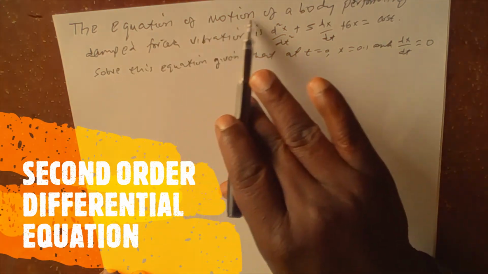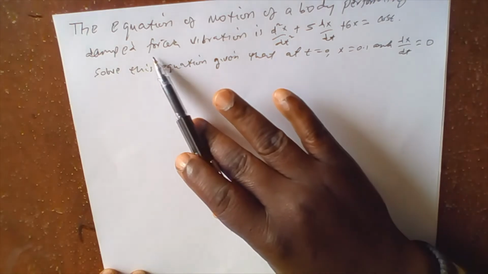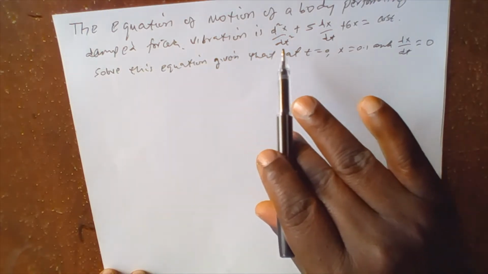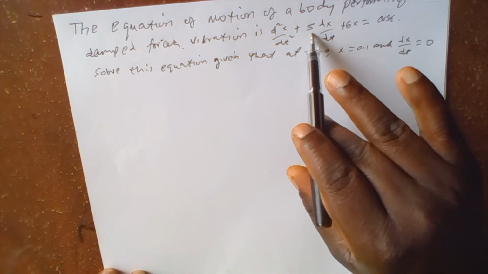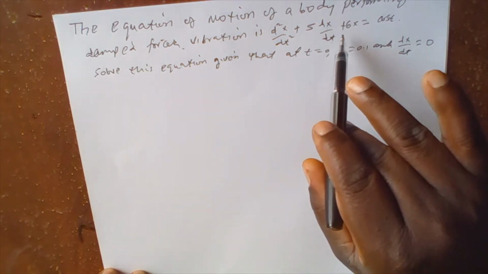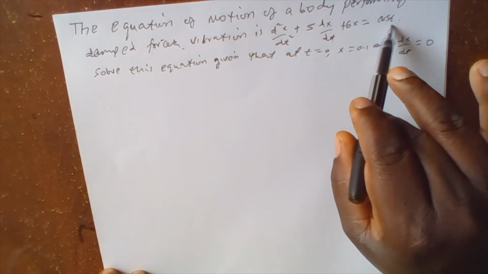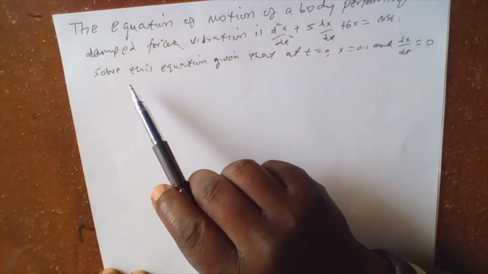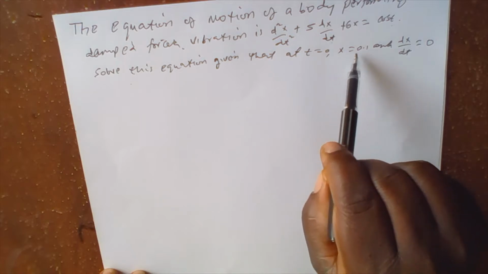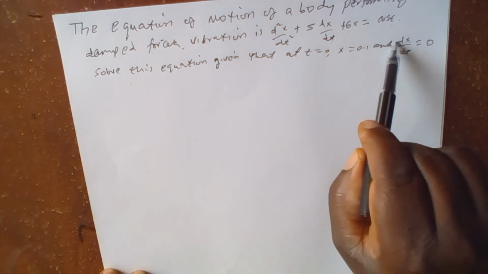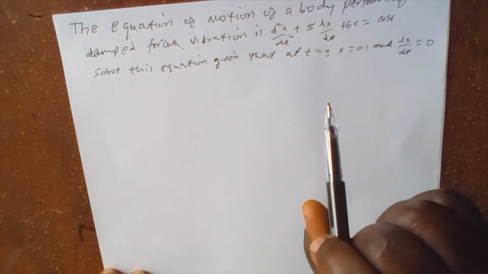The equation of motion of a body performing damped forced vibration is d²x/dt² + 5 dx/dt + 6x = cos t. Solve this equation given that at t = 0, x = 0.1 and dx/dt = 0.